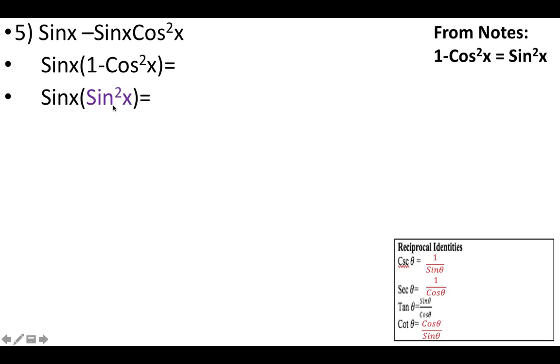Great, so there are 2 sines right here and there's 1 right here. Because we're multiplying both of these together and they're right next to each other, this is just going to become sine to the 3rd x.